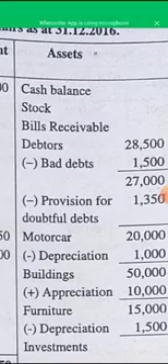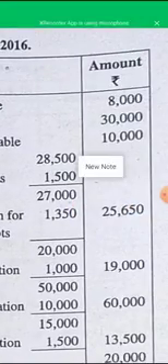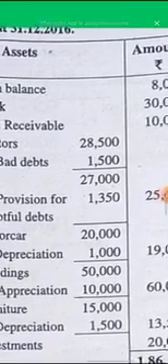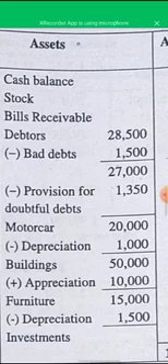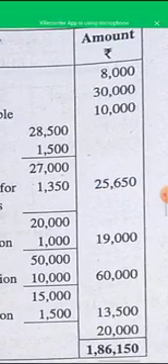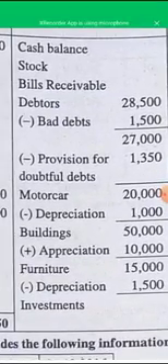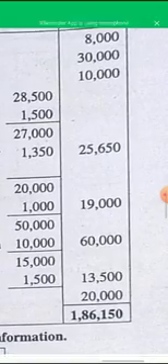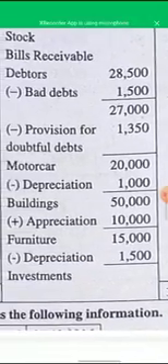Take all the closing figures. Cash balance is given to you 8,000. Stock is given to you as 30,000. Bills receivable is given 10,000. Debtors write in the inner column 28,500. Less bad debts 1,500. You get is 27,000. Less provision is 1,350. Minus it, write in the outer column 25,650. Next, motor car, write in the inner column 20,000. Less depreciation, it is for 6 months. You get is 1,000 and minus it, you get 19,000 in the outer column.